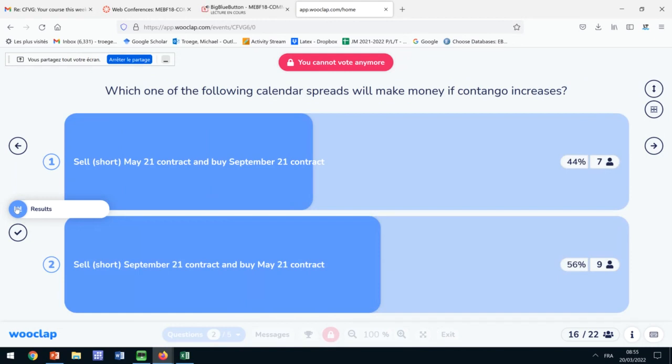So that's not good. We want to make money if contango increases. So we want to make money if the short contract, the nearby contract, goes down, and if the far out goes up. If that is the position, we need a short position on the May contract and a long position on the September contract. It's from last year. I should have changed the years, but I think that's not a big deal.